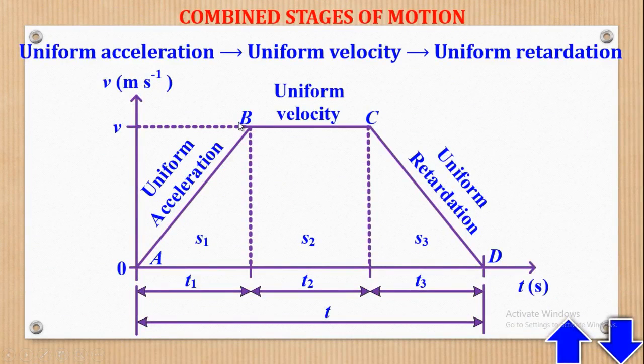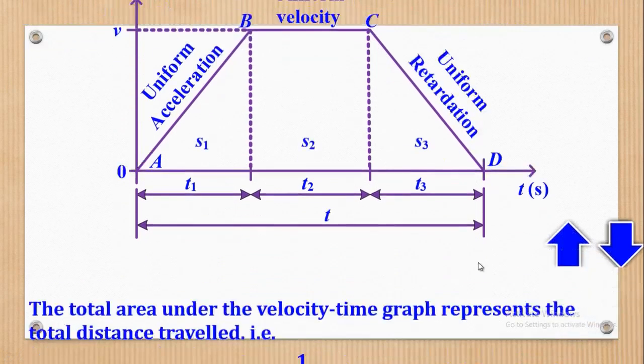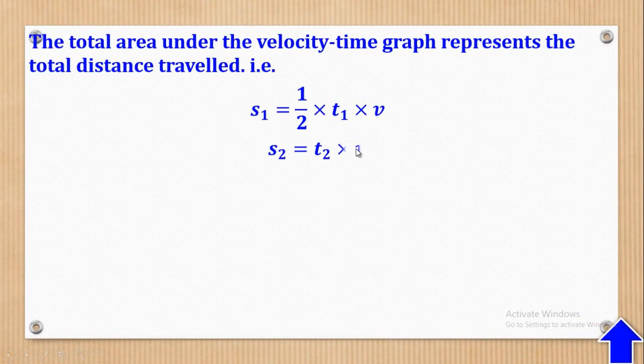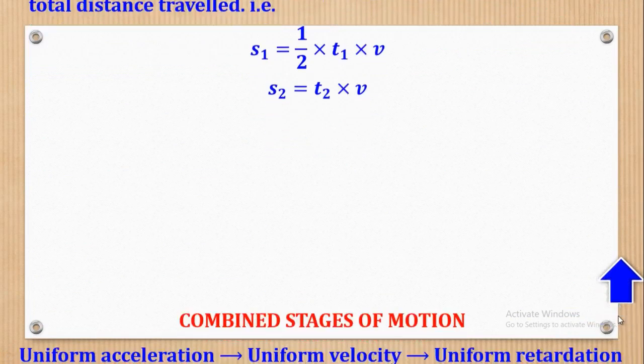The next will be the distance traveled with uniform velocity, and that is distance S2. Now this distance S2 will be the area of this rectangle, and a rectangle's area will be length times width. So length will be T2 and width will be V. So in this case we shall write that S2 is equal to T2 times V.